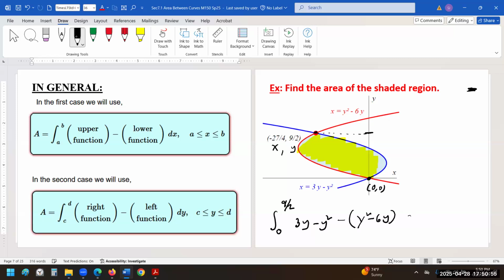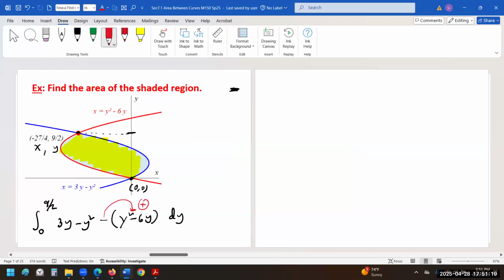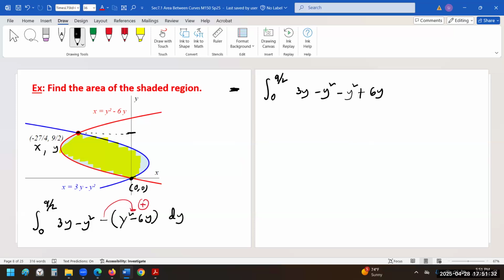And we are taking the integral with respect to x or with respect to y? Y. So it's dy. Why did I put the parentheses on y squared minus 6y? We are subtracting the entire function. That means the sign will change. So, in other words, we have the integral from 0 to 9.5 of 3y minus y squared minus y squared plus 6y dy.